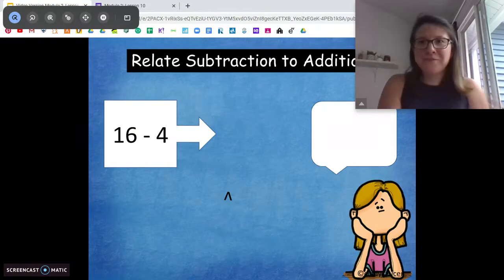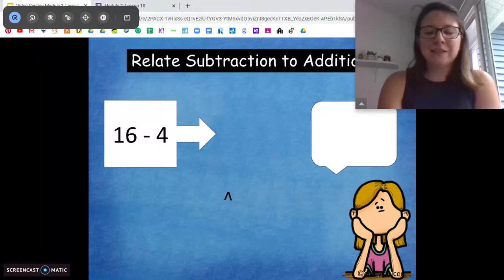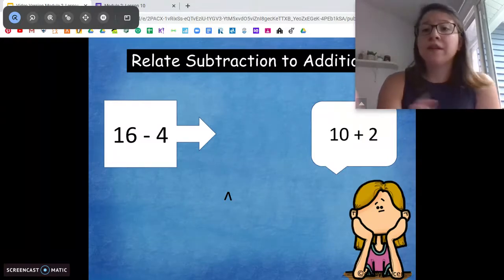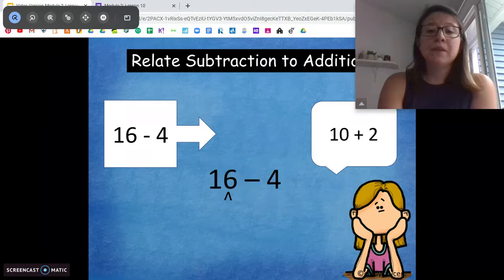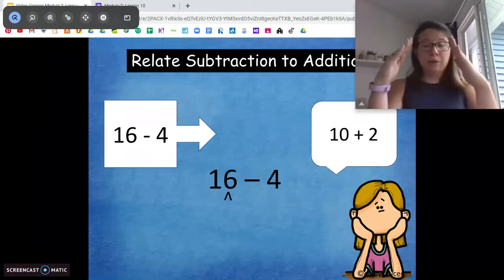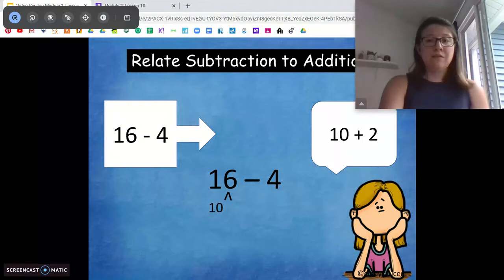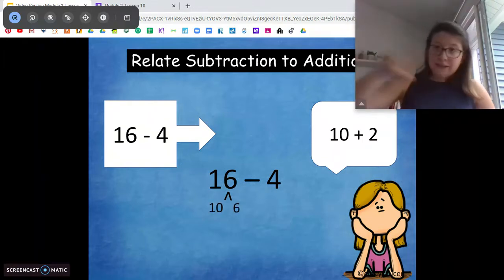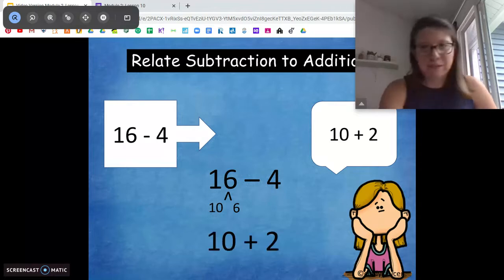Pause, try it on your own. Ready? Let's go over it. 16 minus 4 is the same as 10 plus 2. That's our 10 plus statement. Let's see how. 16 decomposes into 10 and 6. Good. We take 6 minus 4, which equals 2. We get 10 plus 2.